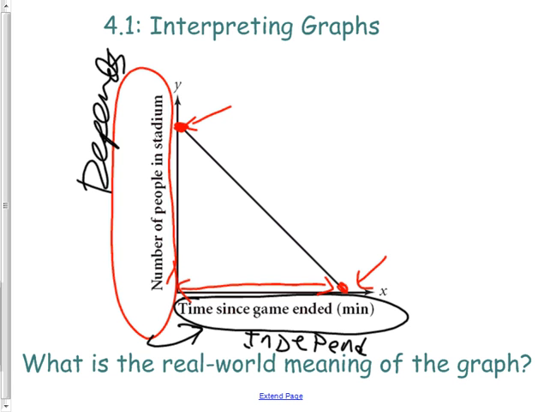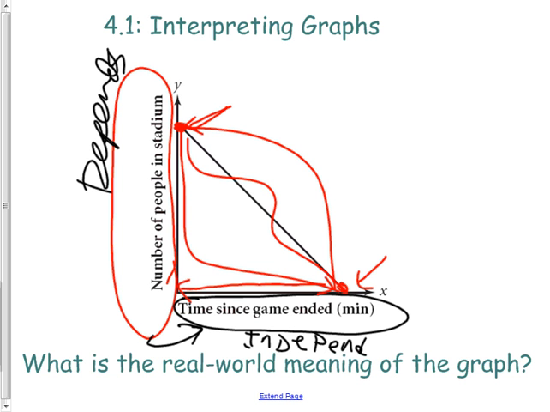So I want you right now to graph for me. Don't have to label it, just make an X and a Y axis, and start at the same spot, start high. There's a lot of people in the stadium at the end of the game. And then tell me how you think it will go. Do you think it'll go like this? Do you think it'll go like this? Do you think it'll go like that for some reason?